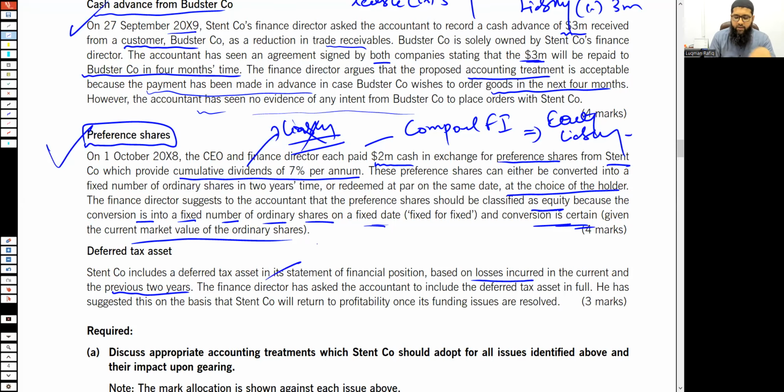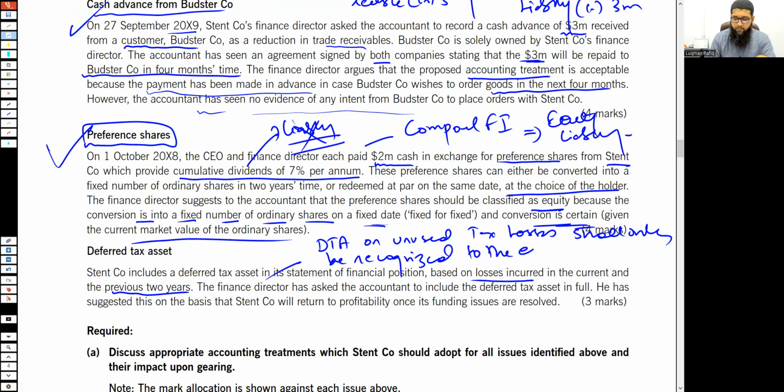So the answer is that the deferred tax asset on unused tax losses shall only be recognized to the extent that such losses could be offset. So you cannot recognize the deferred tax asset under this situation.